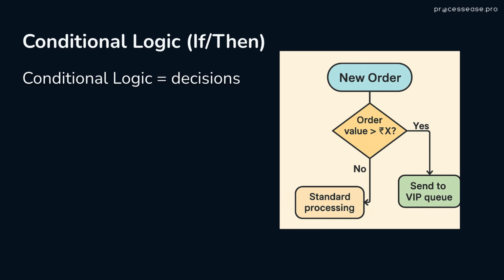Think of conditional logic like a fork in the road. You do not take every path. You choose one path based on a rule, a field, or a check. This keeps automations clean and predictable.